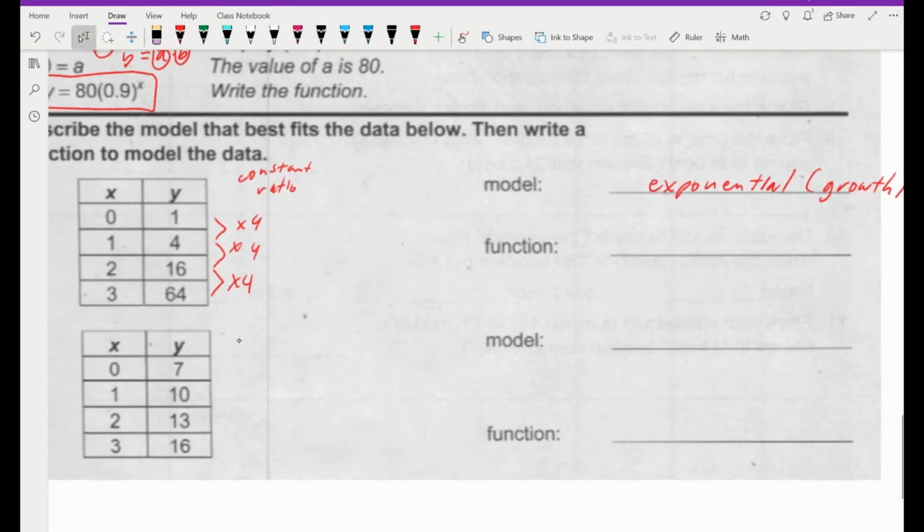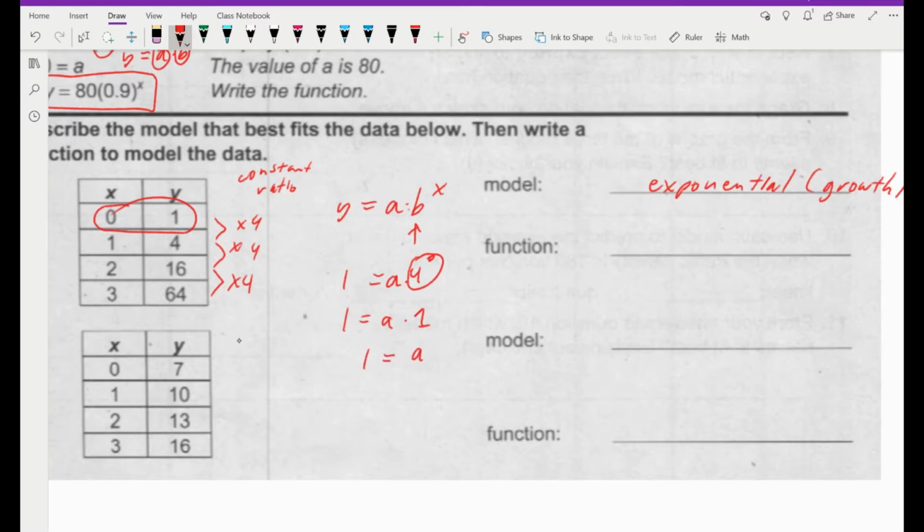Now to find the function, we have to go back and write the general form, which is y equals a times b raised to the x. And we're going to pick 2 points for x and y. We already know the b value is going to be 4. Pick the easiest points we can, which would be 0 and 1. So we have 1 equals a times 4 raised to the 0. Now anything raised to the 0 is 1, so this becomes 1. So 1 equals a times 1, and that just means a equals 1.